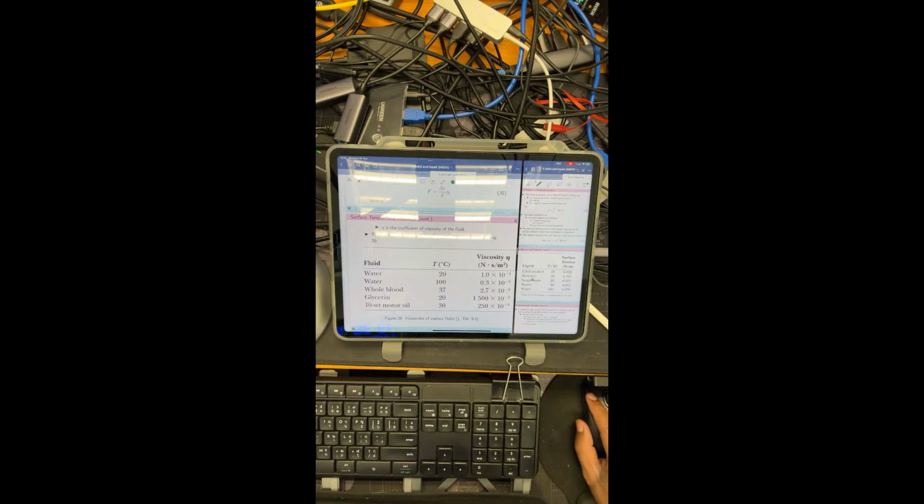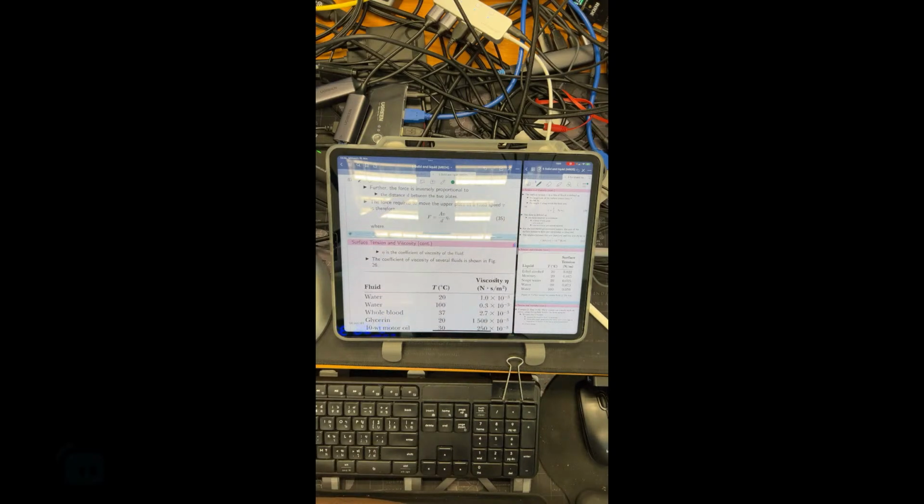All right, the next thing is glycerin, the kind of fluid that you may have seen at room temperature. It is very sticky. It's 1500 times 10 to the negative 3, so it's 1.5. Let's talk about the unit of the viscosity, eta.